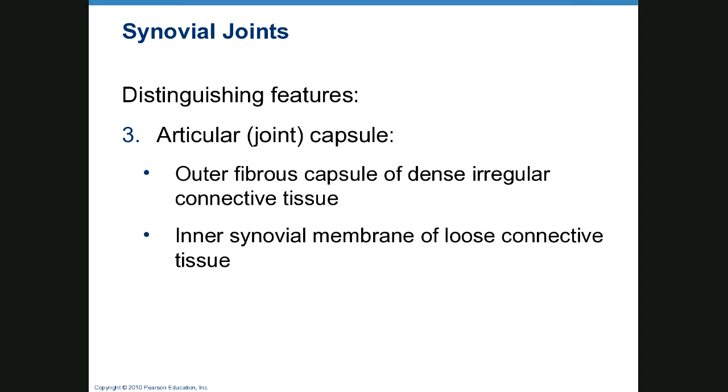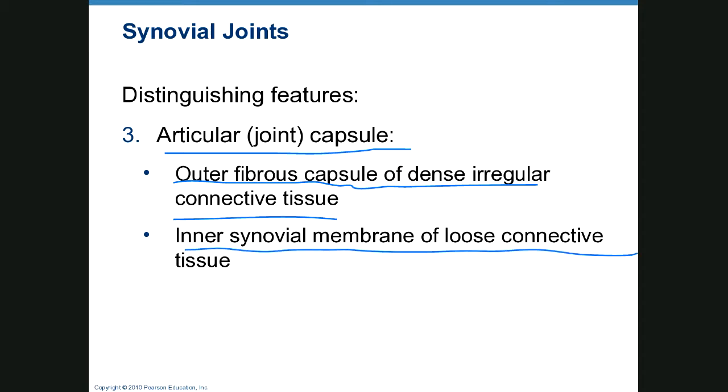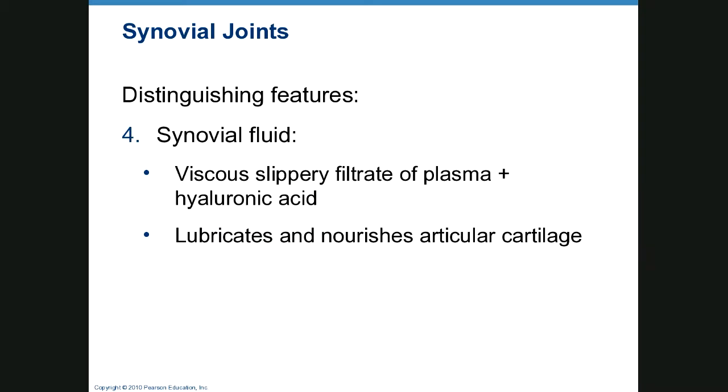They all have an articular or joint capsule, two layers: an outer fibrous capsule of dense, irregular connective tissue, and an inner synovial membrane of loose connective tissue. Synovial fluid: this is a viscous, slippery filtrate, made of plasma from the bloodstream and hyaluronic acid. And this lubricates and nourishes the articular cartilage.